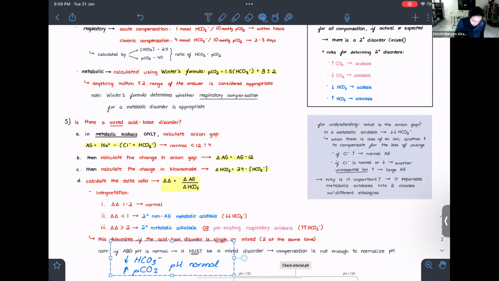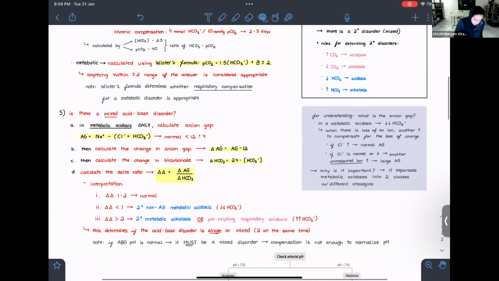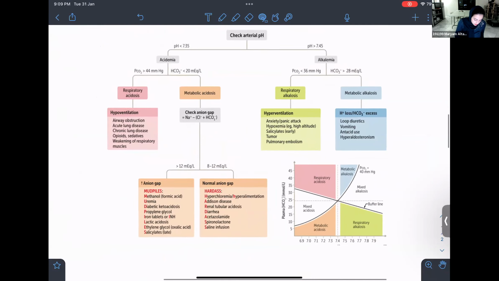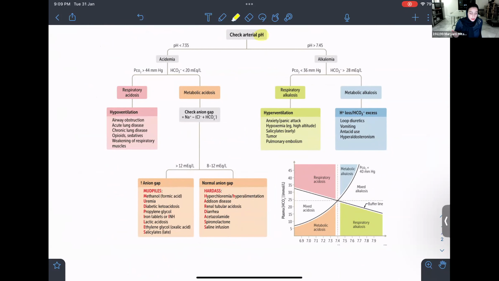I'm going to re-explain everything again. Don't worry, guys. We can do it on this graph to make it cohesively easier for everyone. So the first thing we're going to do is check the arterial pH, right? We said, what's the first step? First, you're going to look at the patient, and then you're going to look at the pH. If it's acidosis, that means it's less than 7.35.